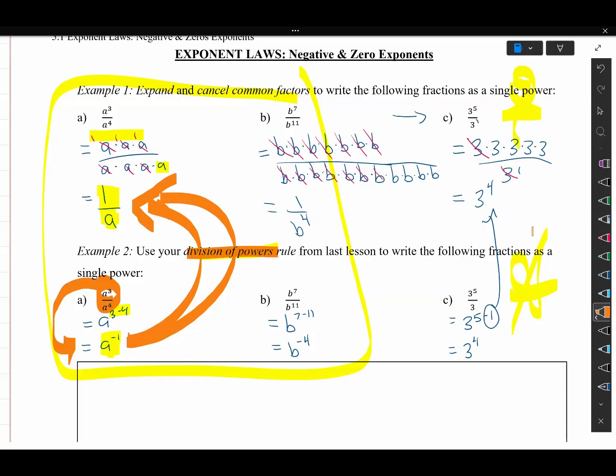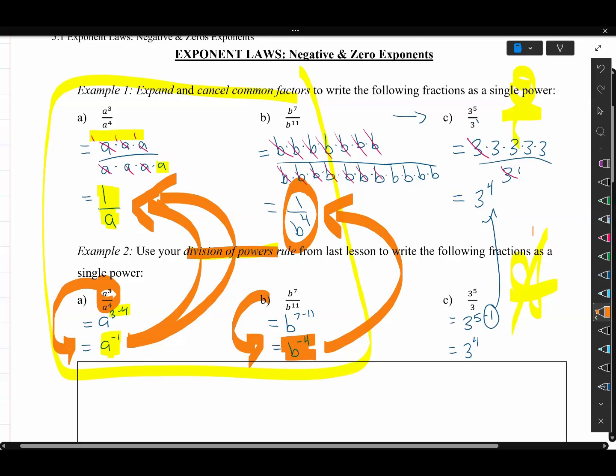In this case, we're working with b to the exponent 7 over b to the exponent 11. We use our division of powers rule to come up with b to the exponent negative 4. And I'm hoping now we will be able to use our new pattern to turn that into 1 over b to the exponent 4.